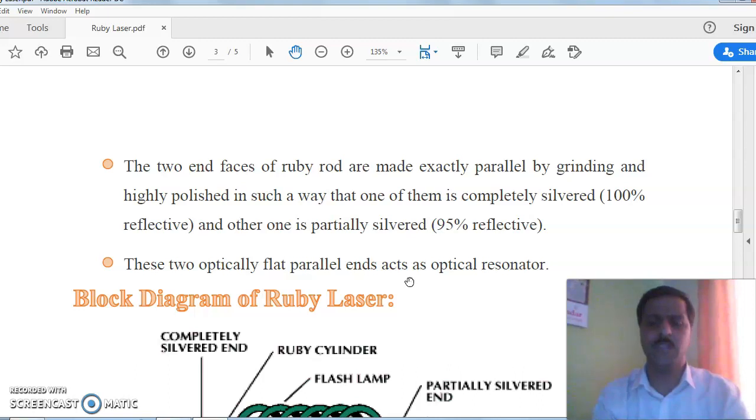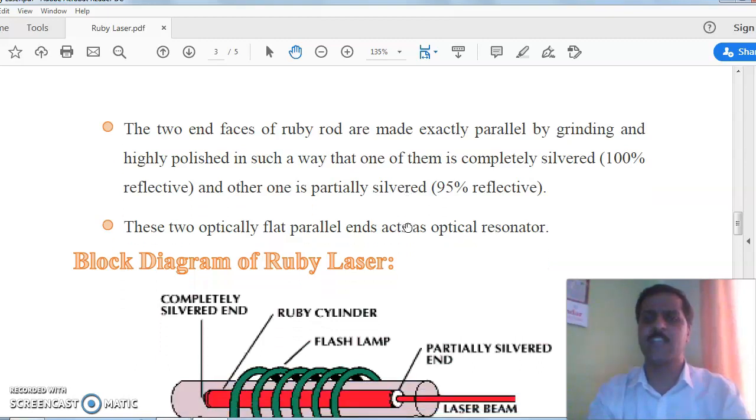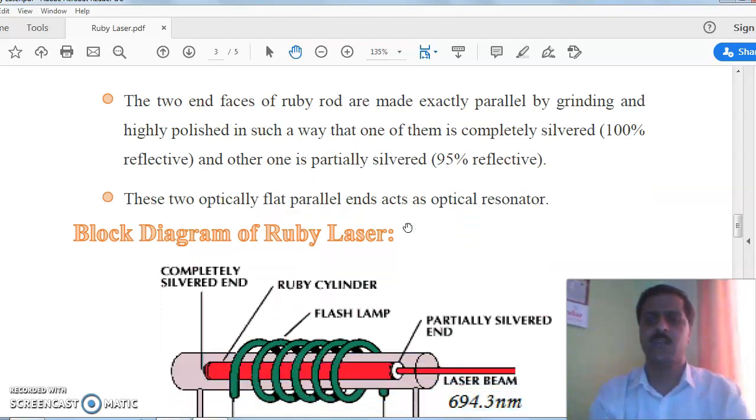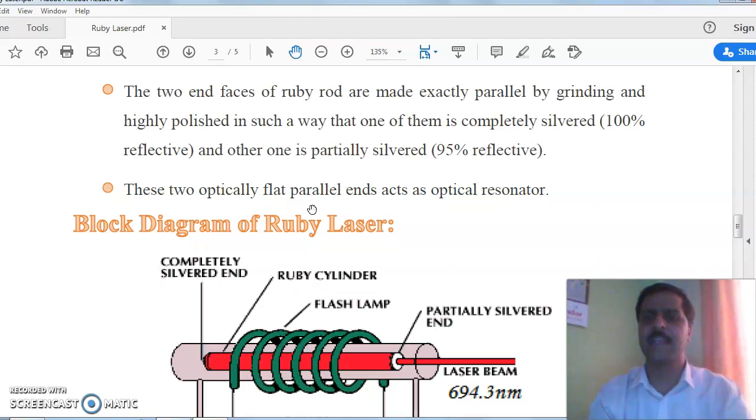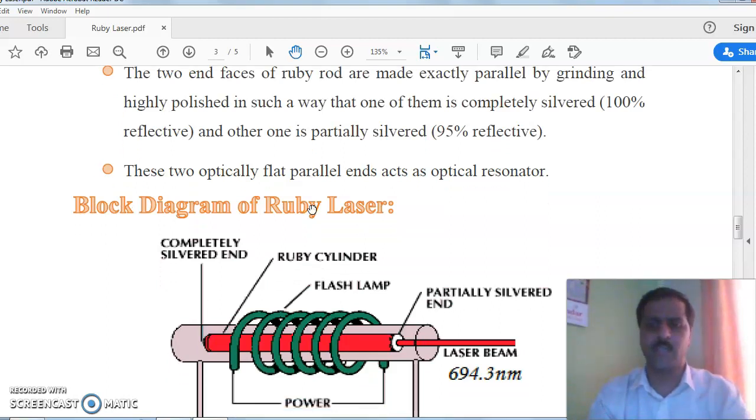One of the ends is highly polished. It acts as a 100% reflective end that completely reflects the light incident on it, and the other is partially reflective, 95% or 99%. There is a 1% chance of transmission. These two optically flat parallel ends act as an optical resonator.